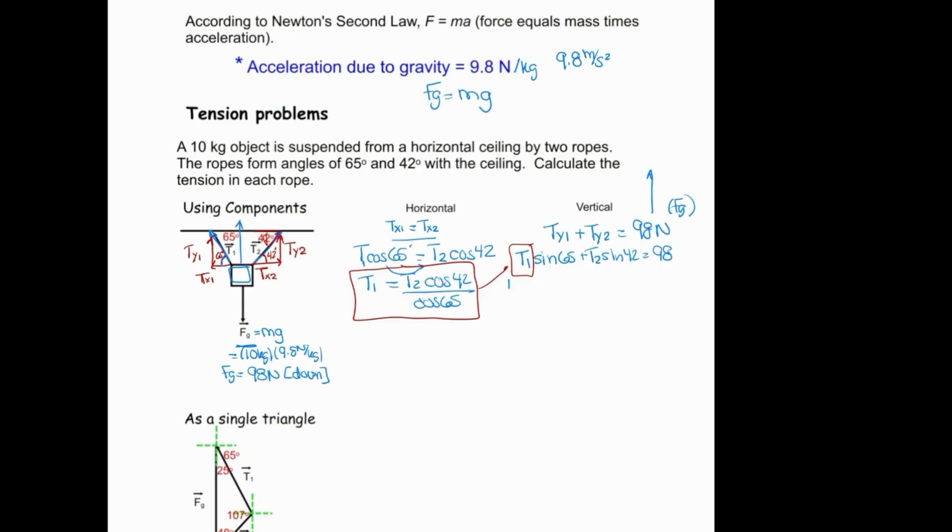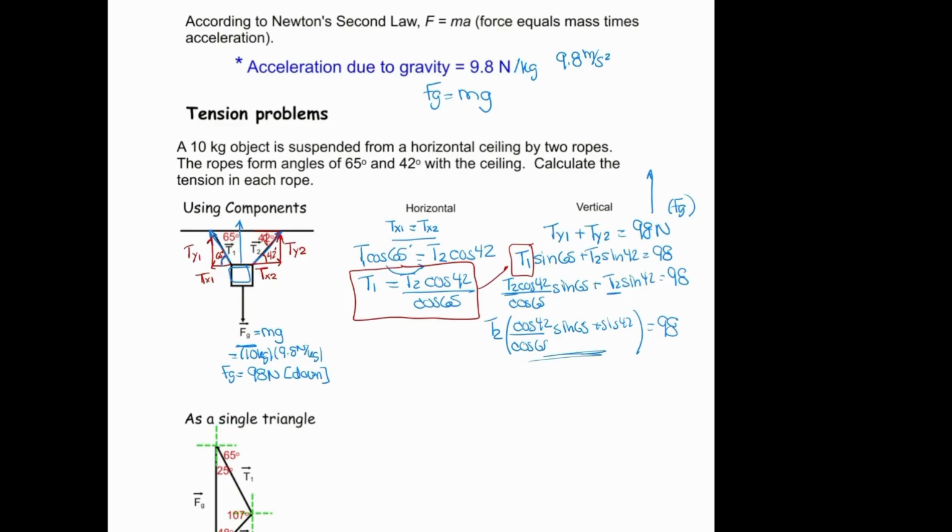So T1 becomes T2 cos 42 all over cos 65 times sine 65 plus T2 sine 42, and that equals 98. I can pull a common factor of T2 out of both of these. T2 is equal to cos 42 all over cos 65 times sine 65 plus sine 42, and that equals 98.